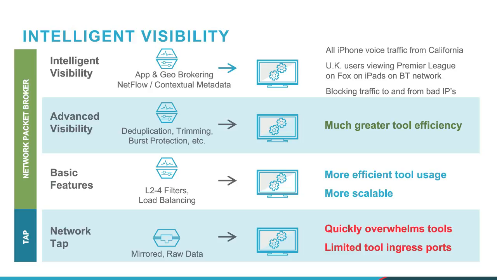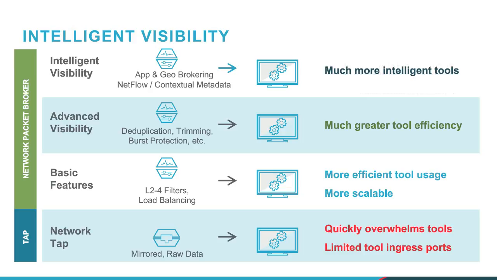And if your tools can't consume packet-level data, the packet broker can generate NetFlow metadata. But we go beyond simple NetFlow and provide additional metadata that gives your tools very detailed contextual information. Now the flow of data is the size of a garden hose. You've got the right amount of data going to the right tools. And this is all very detailed information, but what it really means is that your monitoring tools can now be much more intelligent, not just more efficient. The tools have access to data and intelligence in a way not possible with other visibility solutions.